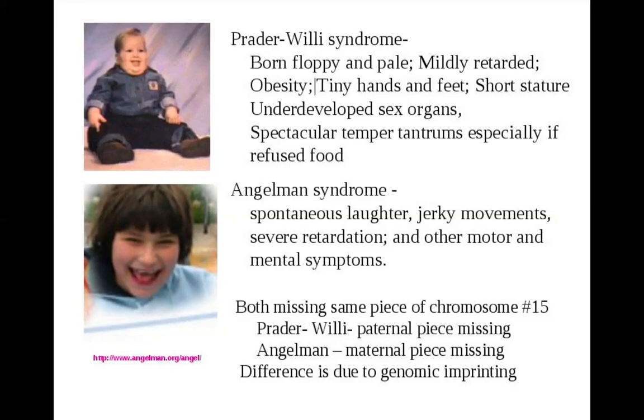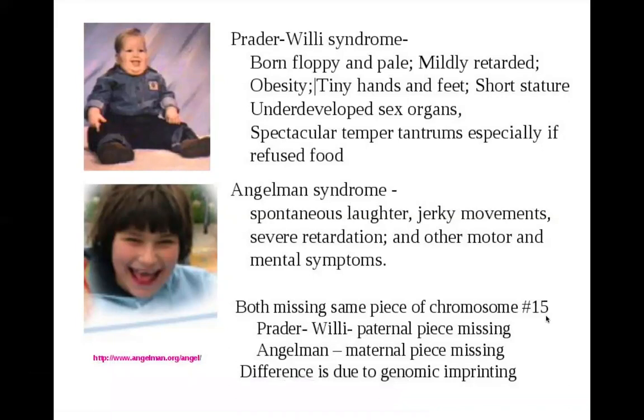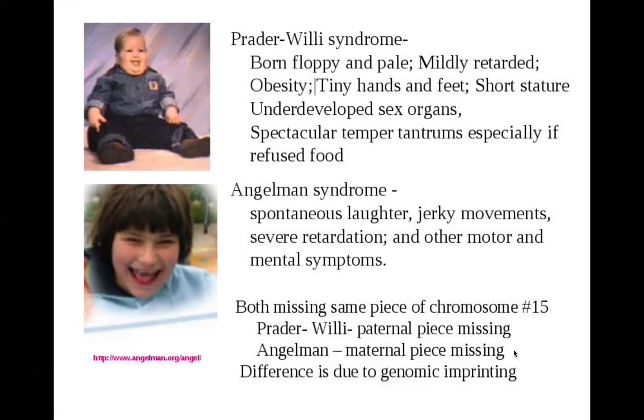Now, there is another condition called Angelman syndrome. In this particular case, it's a bit different. Both of these conditions, Prader-Willi and Angelman syndrome, have a problem with a mutation on chromosome number 15. But the difference is that in Prader-Willi syndrome the mistake is caused by a missing paternal piece of chromosome, whereas in Angelman syndrome, it's caused by a missing maternal piece. Now, the difference between them is caused by something known as genomic imprinting. I have a video that I want to show you next to explain this in greater detail.